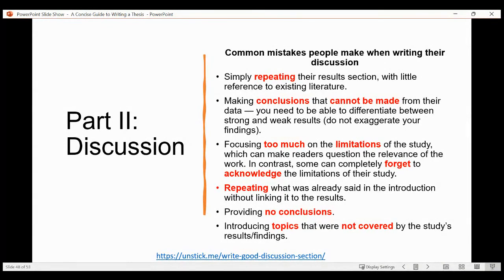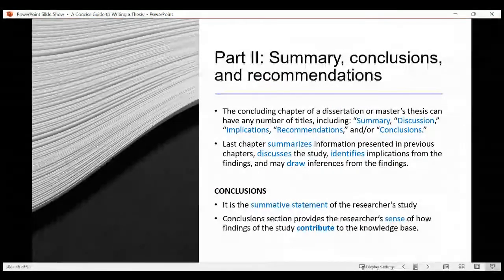Introducing new topics or topics that are not covered in the results. This is another common mistake that most students, grad students, make when writing the discussion section.